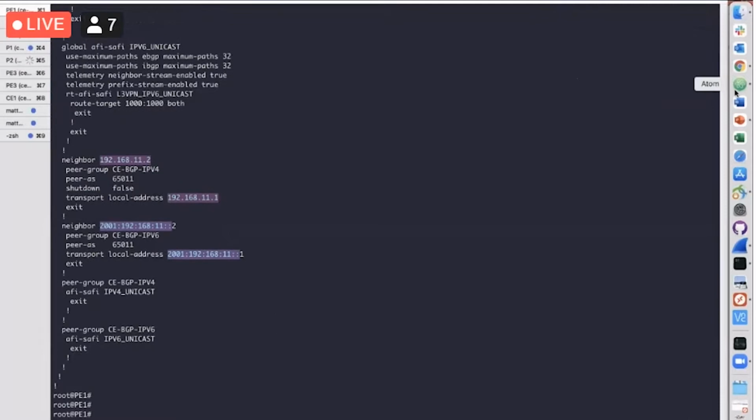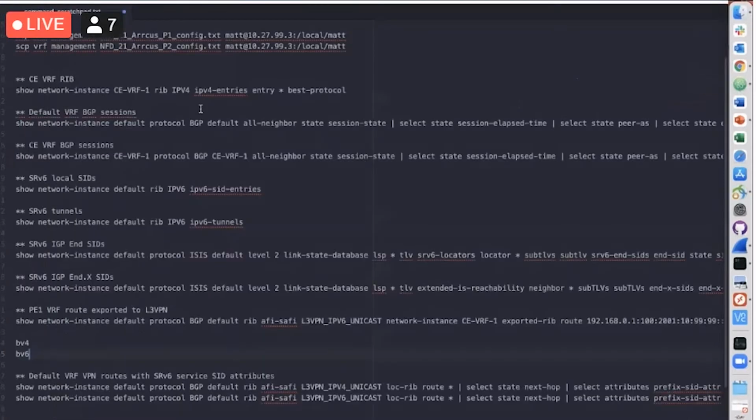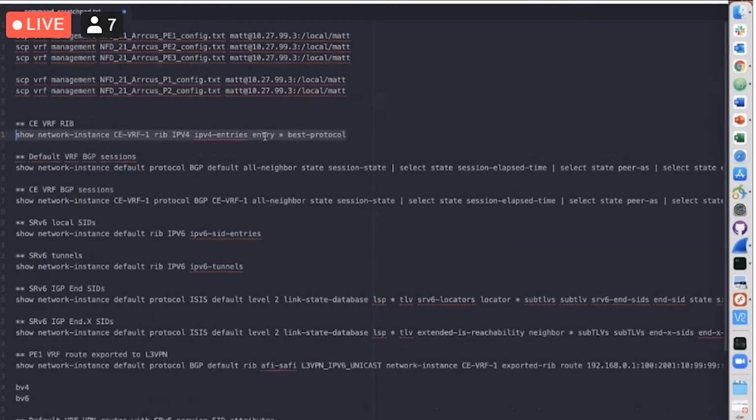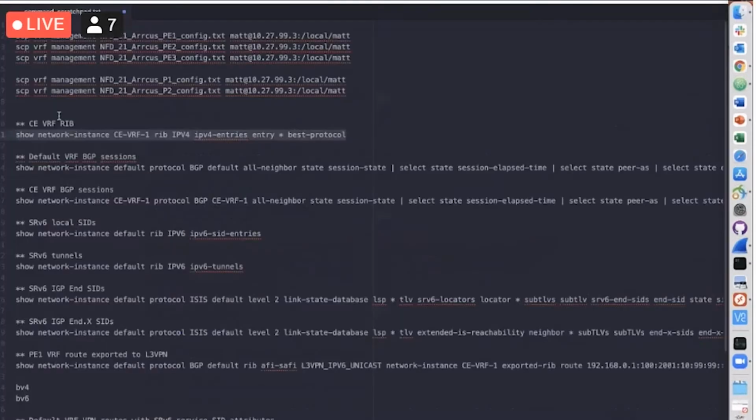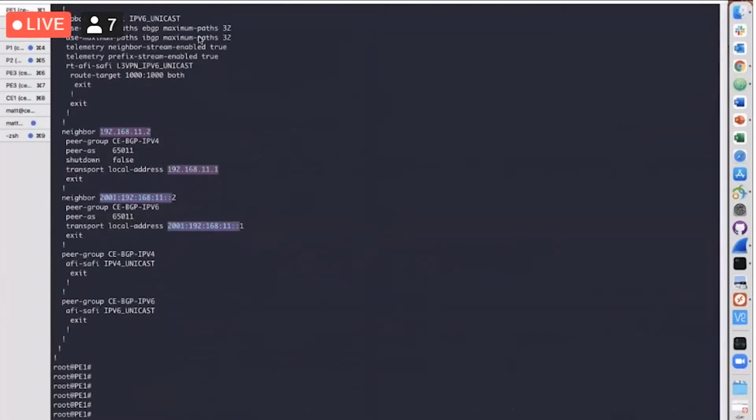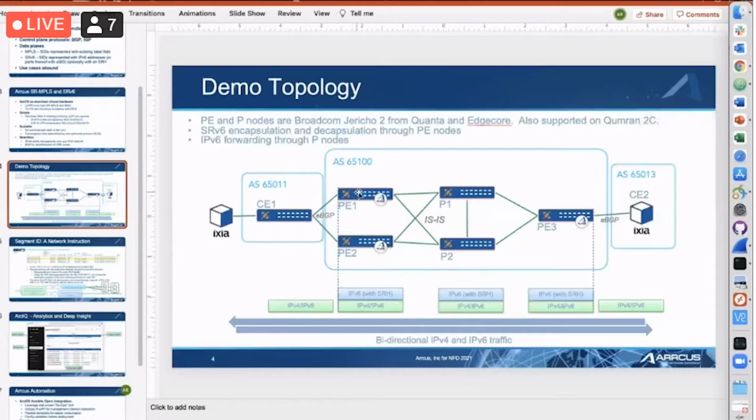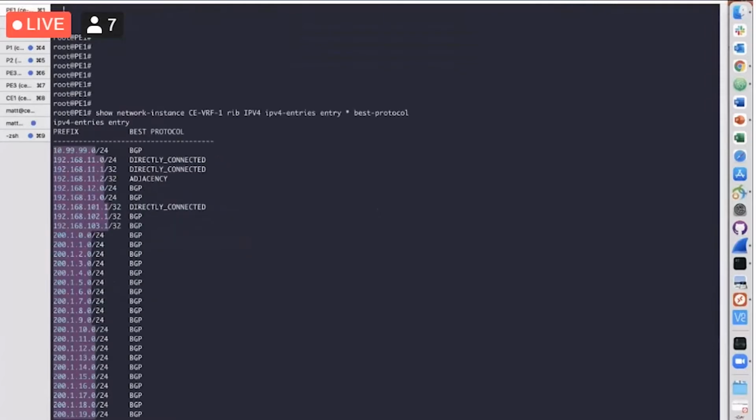All right, so I'm going to be switching back and forth because I just have one monitor set up here, but I wanted to show what this looks like on the PE1. So we are currently looking at PE1. This is the top left node here. And we're going to use a command to look at all of the routes in the RIB for CEVRF1. This is the VRF that's facing CE1.